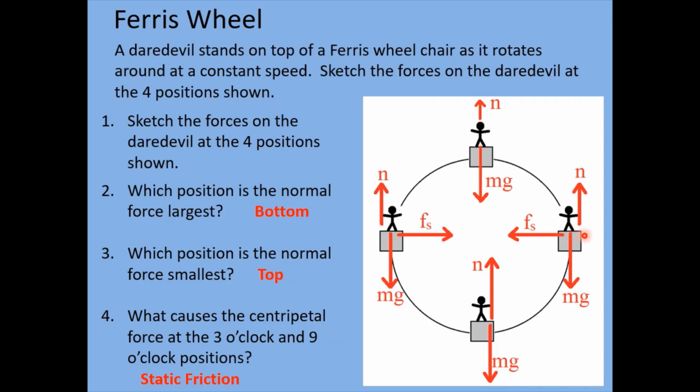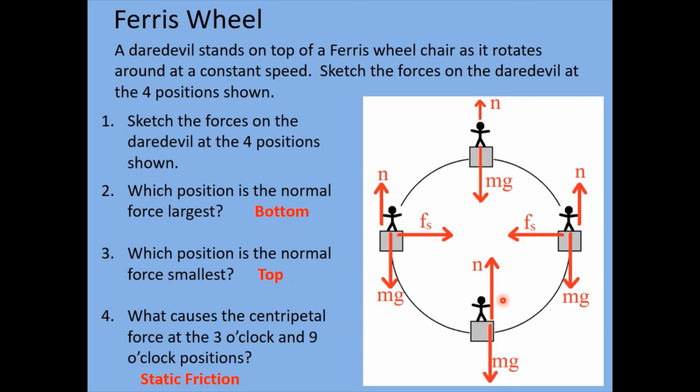Well, think about this. If this were really slippery up on top here, he would slip right off of this thing. So what's keeping him on the top of this chair here is static friction, and that's going to be pointing towards the center. Likewise, over here, static friction is pointing towards the center, towards the right. So at which position is the normal force the largest? Well, this is going to be at the bottom position.